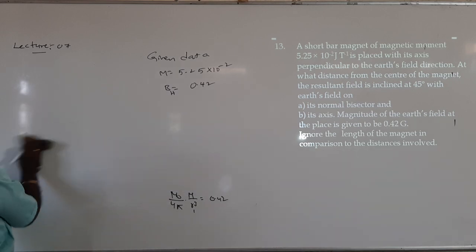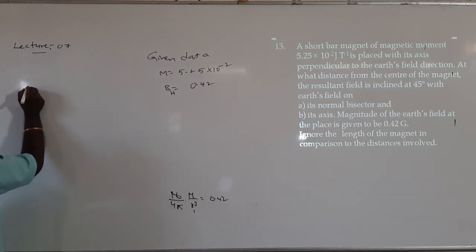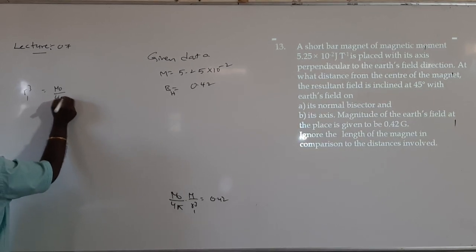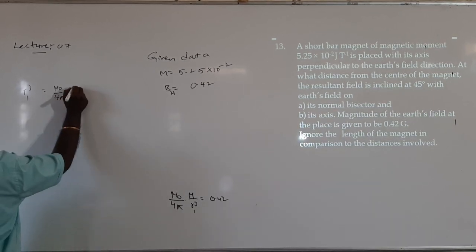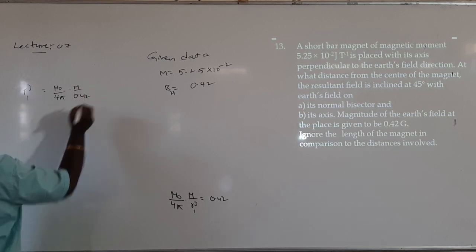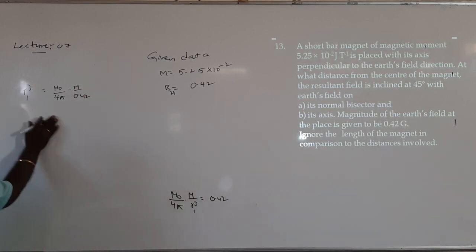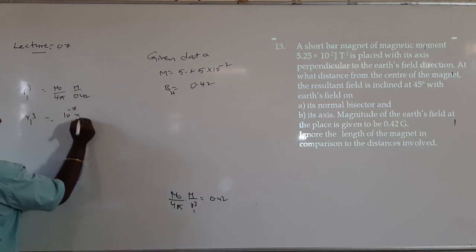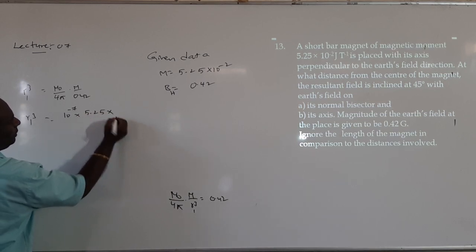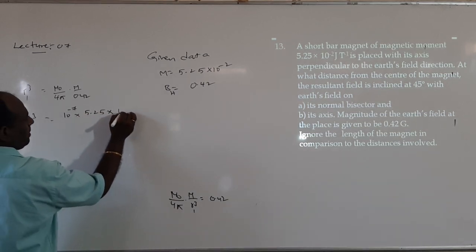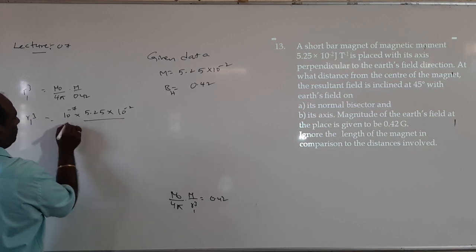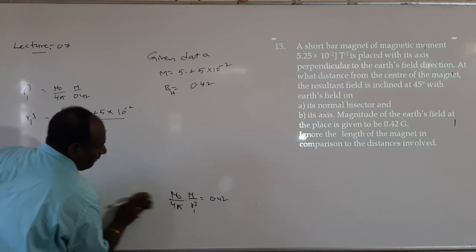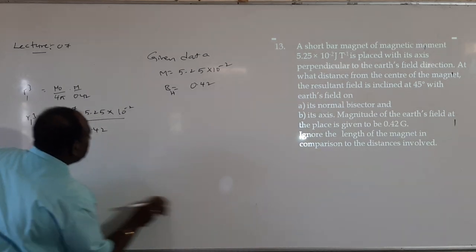By using this, substitute the values and isolate R. Then R1 cube is equal to mu naught by 4 pi into m by 0.42. If you substitute the values, R1 cube is equal to 10 power minus 7 into 5.25 into 10 power minus 2 divided by 0.42.